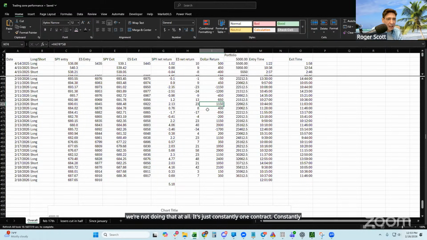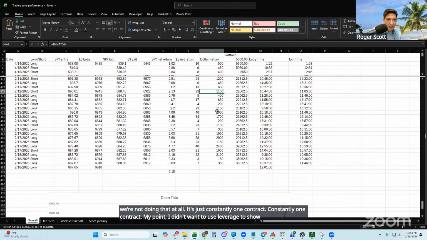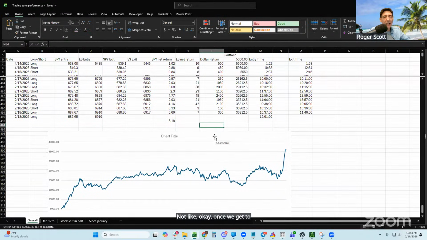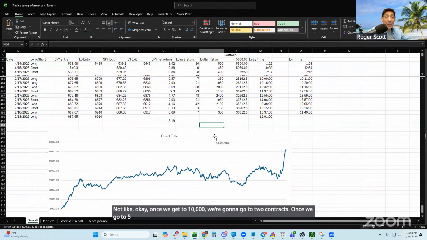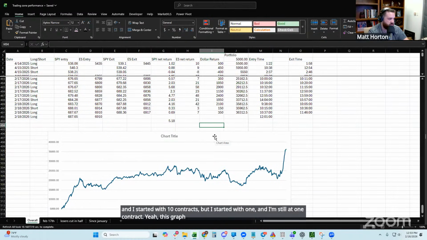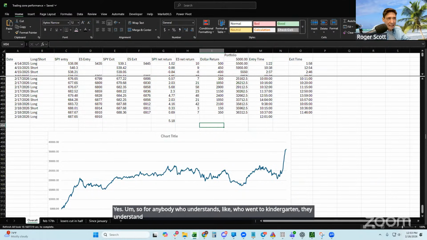Constantly one contract. My point, I didn't want to use leverage to show you what could be possible. I wanted to do this based on one contract. Not like, okay, once we get to 10,000 we're going to go to 2 contracts, once we go to 5. No. I could have started with 10 contracts, but I started with 1, and I'm still at 1 contract. This graph would be exponentially higher if we were. So for anybody who understands, who went to kindergarten, I'm not using any leverage whatsoever. You can see it right there.